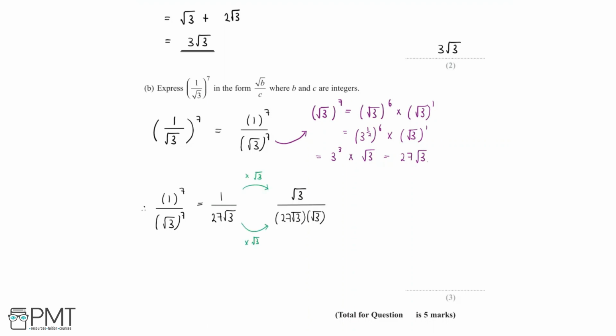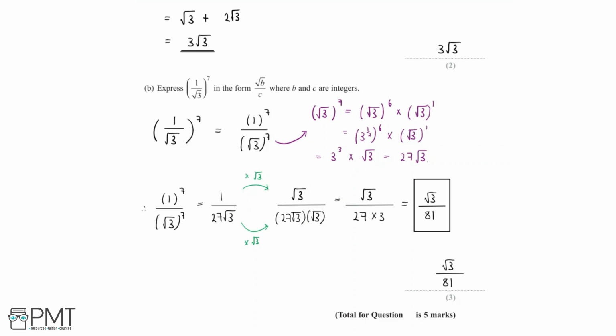So we have 1 multiplied by root 3, which is equal to root 3. Then we have 27 root 3 multiplied by root 3. Now since root 3 multiplied by root 3 is equal to 3, we can say that 27 root 3 multiplied by root 3 is equal to 27 multiplied by 3. We can simplify this because we know that 27 multiplied by 3 is equal to 81. And so we're left with an answer of root 3 over 81. And so we've now found that 1 over root 3 all to the power of 7, written in the form root b over c, is equal to root 3 over 81, where b is equal to 3 and c is equal to 81.